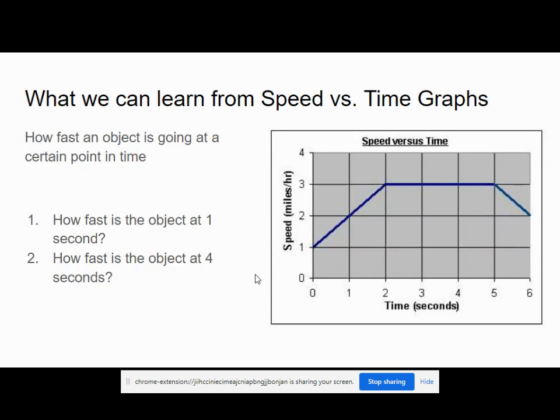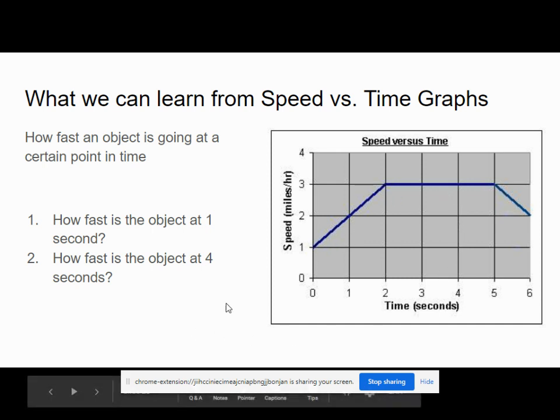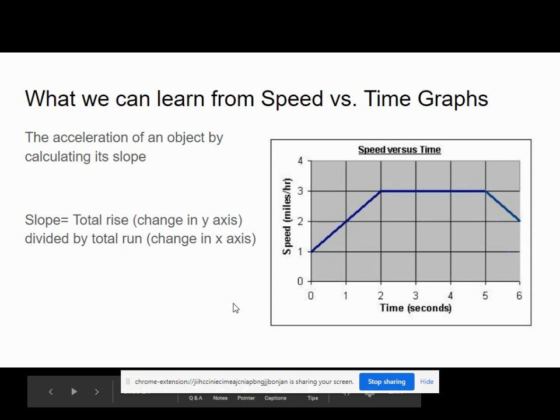So how fast is it at 1 second? How fast is it at 4 seconds? This is how we deal with graphs. All right, we're not going to worry about this today. Slope is just all that stuff.